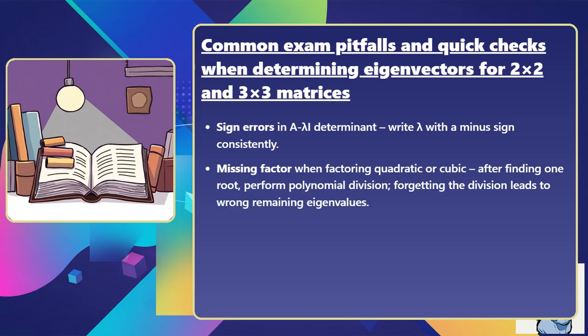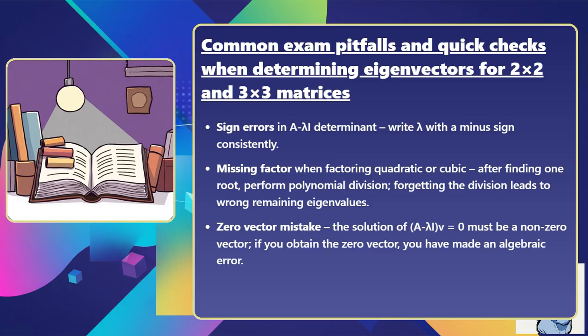Missing factor when factoring quadratic or cubic. After finding one root, perform polynomial division. Forgetting the division leads to wrong remaining eigenvalues. Zero vector mistake. The solution of (A minus lambda I)v equals 0 must be a non-zero vector. If you obtain the zero vector, you have made an algebraic error.